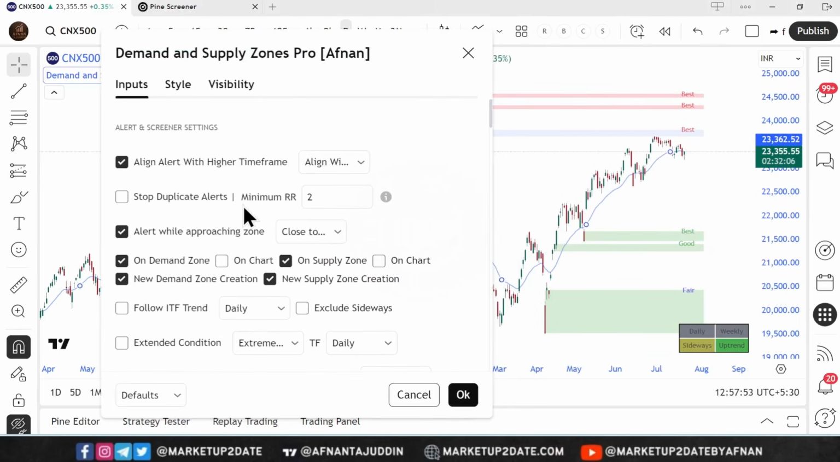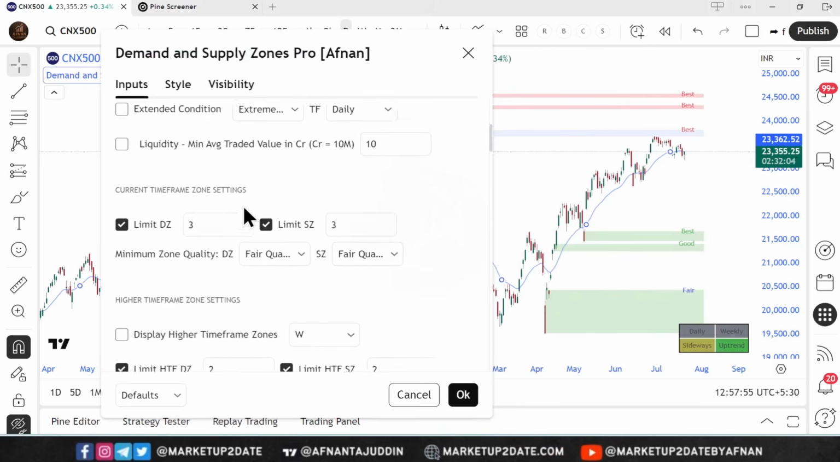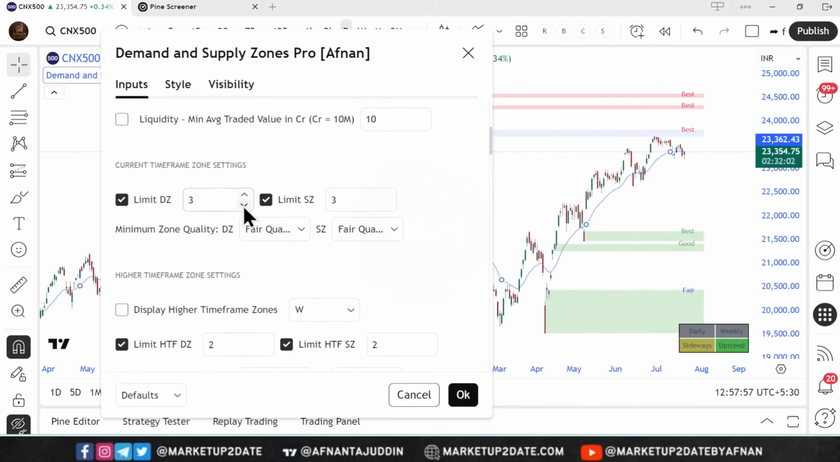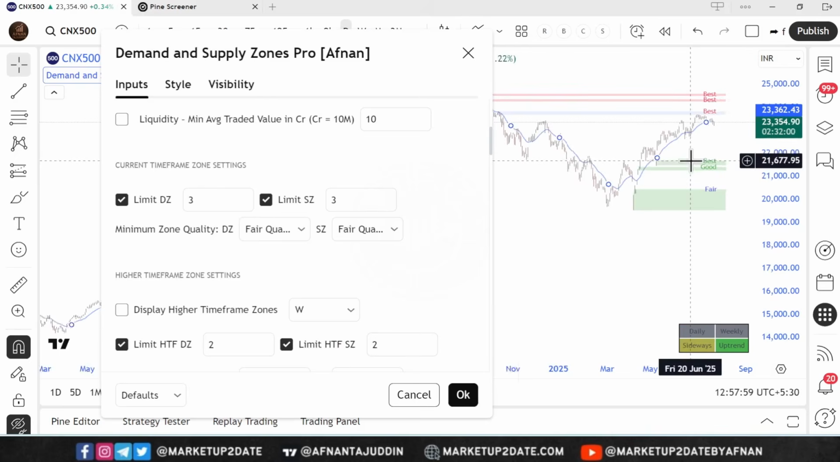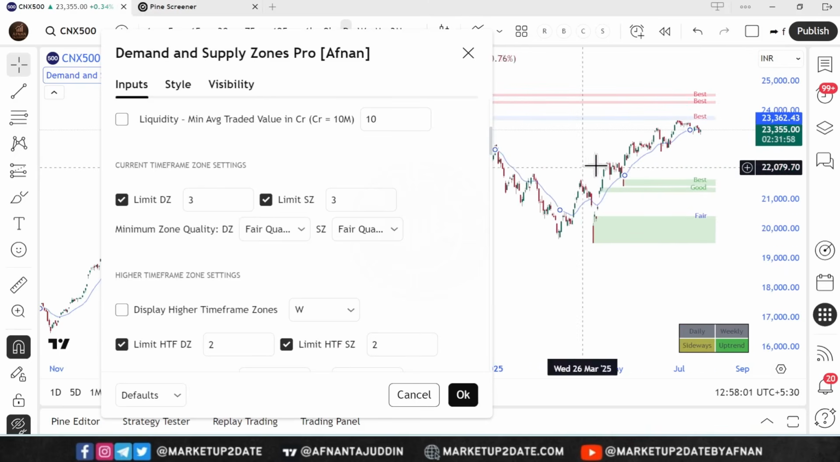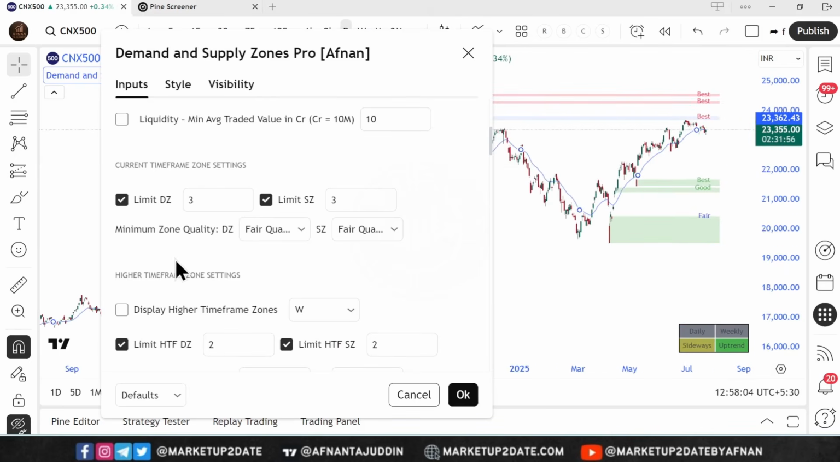The engine room, zone identification and rules. We will start from the very top and work our way down, beginning with the settings that form the core of the indicator's logic. Current time frame zone settings. This group of settings controls the primary zones you see on your current chart.